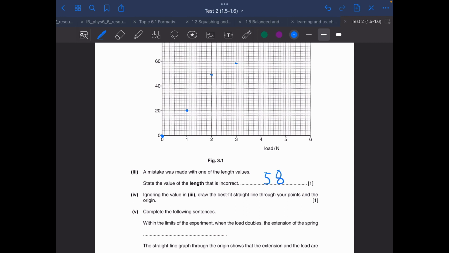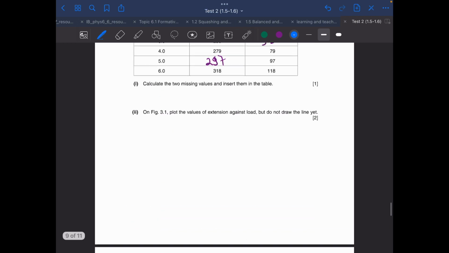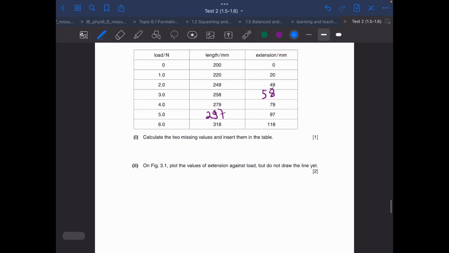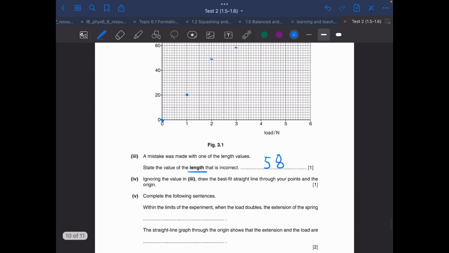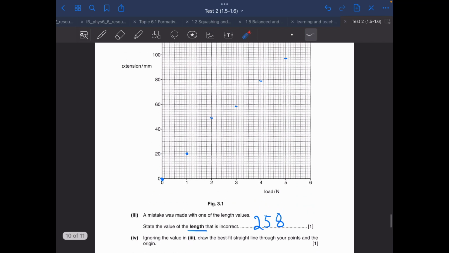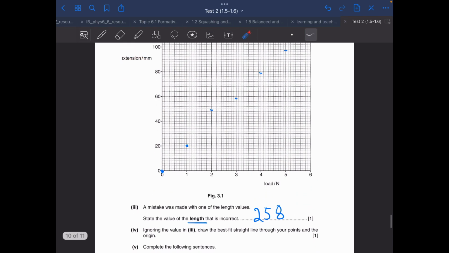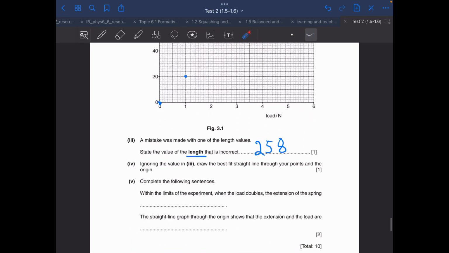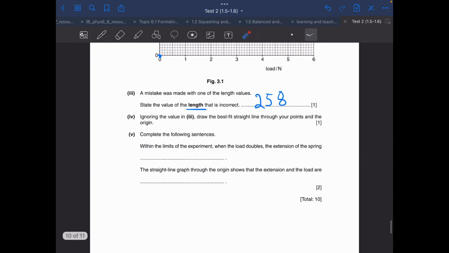But it said length. See, Mr. Lira wrong. 58 is not the length. 58 is the extension. So whenever the extension was 58, the length was 258. So the length was 258. If you had written just 58, you would be wrong because it asked for the length, not for the extension. The graph is showing me the extension. I had to find this 58 and add it to 200, which is the original value.